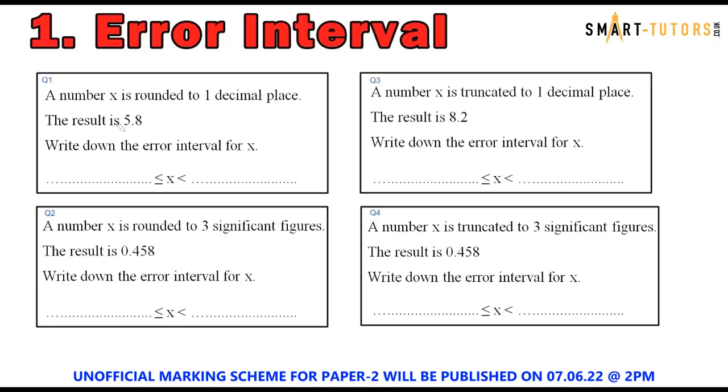Question number 1: a number x is rounded to one decimal place. The result is 5.8. Write down the error interval for x. The error interval answer is in this format: x is between the two ranges. The right hand side is going to be the upper bound of the given information.